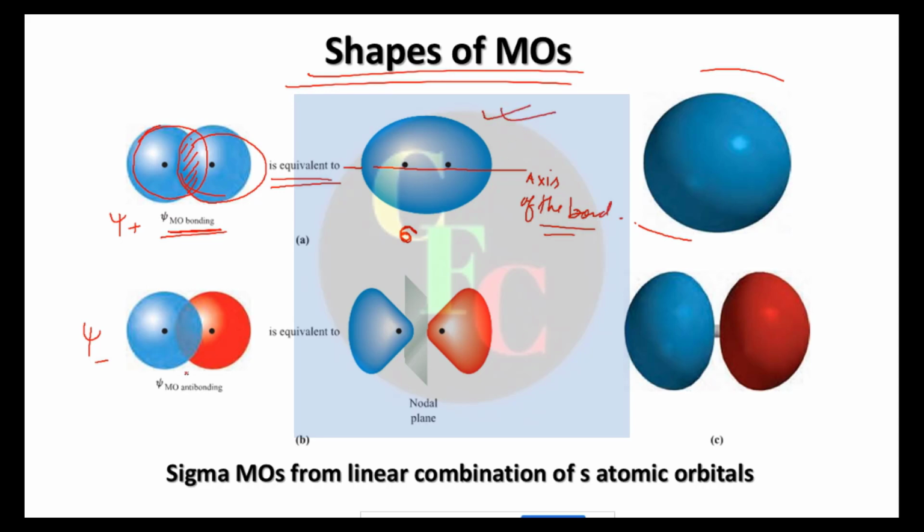Okay, now if it is antibonding, that means it is destructively interfering. So now there is no possibility of finding the electrons here. That means the probability of finding them is 0. That means there is a node, and this is now called a nodal plane, right? A nodal plane can be found here. And what we call this is sigma star, and this is again our axis of the bond.